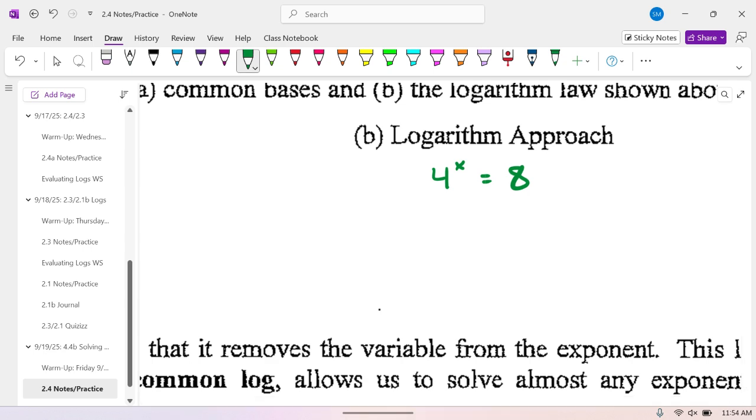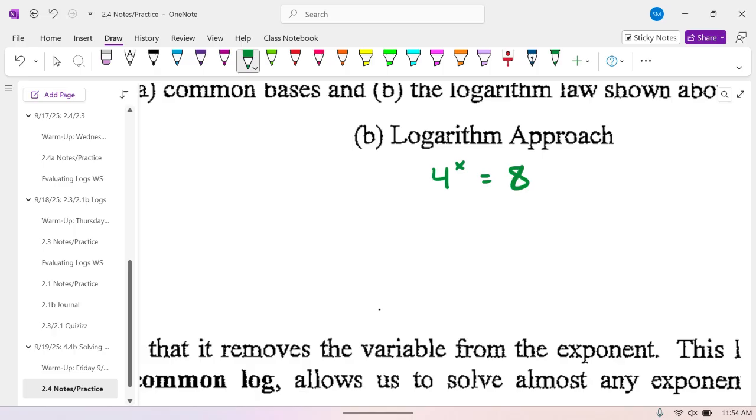Now, with logarithms, because logarithms and exponentials have a very close connection, they're inverses of each other. In other words, they undo each other. We want to undo this exponential. So it's like if we want to undo multiplication or undo division. How do we do that? We take the log of 4 to the x power.